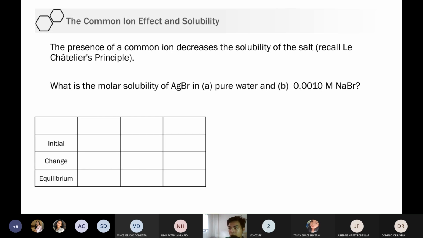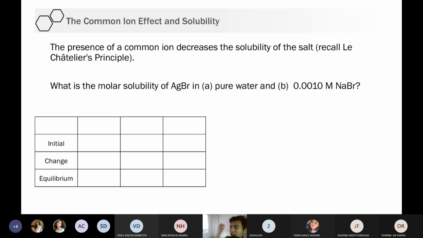Okay? So, let's try this problem. What is the molar solubility of silver bromide in pure water and in 0.001 molar sodium bromide? Okay, alamin natin yung solubility niya in pure water and then let's compare it with 0.001 molar sodium bromide solution. So, using Le Chatelier principle, saan kaya siya mas magiging soluble?